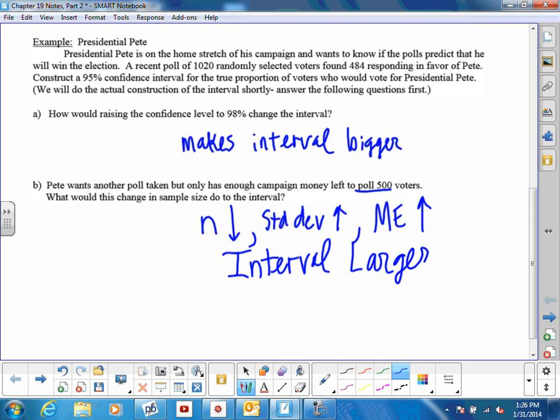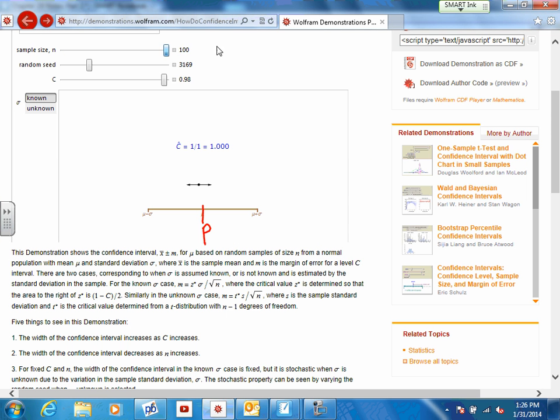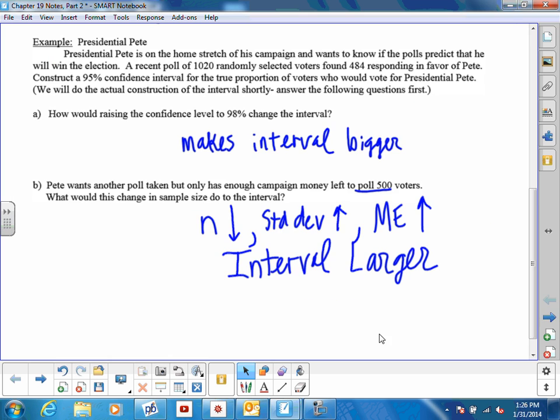Yep. Okay, let's watch it over here. Okay, let's say these are times 10. So here we've got our 1,000 people. Let's change it to 500. So let's watch what happens to our accuracy here. Okay, so what happened to our interval? It got larger. Okay, less sample, larger interval. Okay, so that is the gist of what's happening.